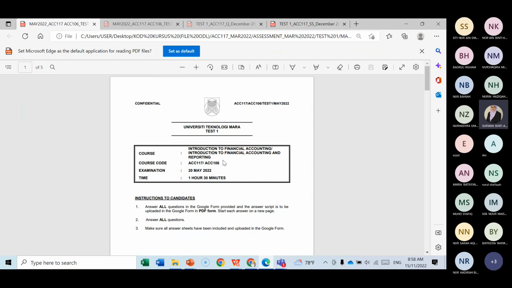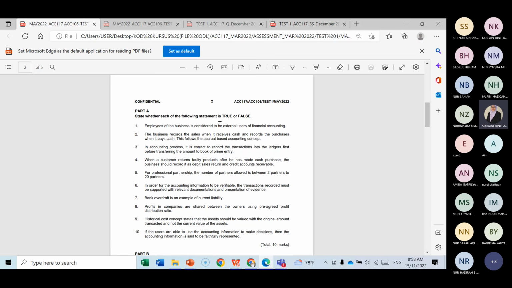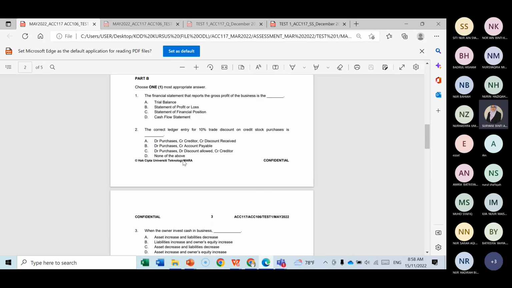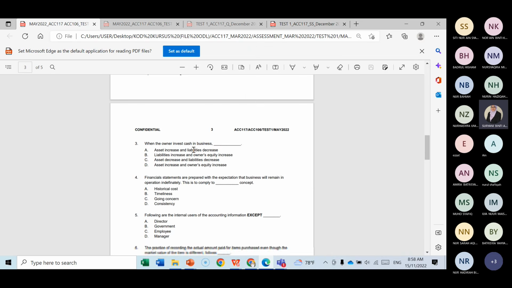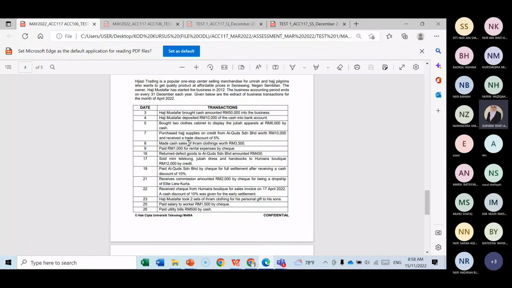So the test is divided into 3 parts. The first part is on true or false questions. There will be 10 questions and you need to answer all. Followed by part B, MCQ, multiple choice questions. There are also 10 questions and you need to answer all. Finally, you have a structured question, part C.